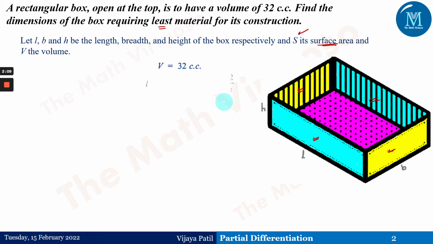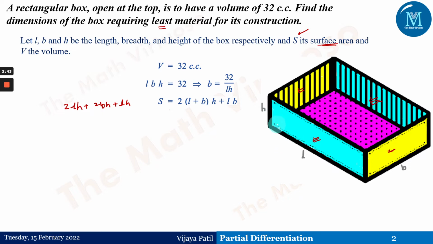Now V is 32, and LBH is nothing but 32, that is volume, length, breadth, height equals 32. So B is nothing but 32 upon LH. S is 2 times (L plus B) into H plus LB. What does this particular statement tell us? Everybody please check this here. This is nothing but 2LH plus 2 times BH plus LB. How? As I've told you, this face appears 2 times here.